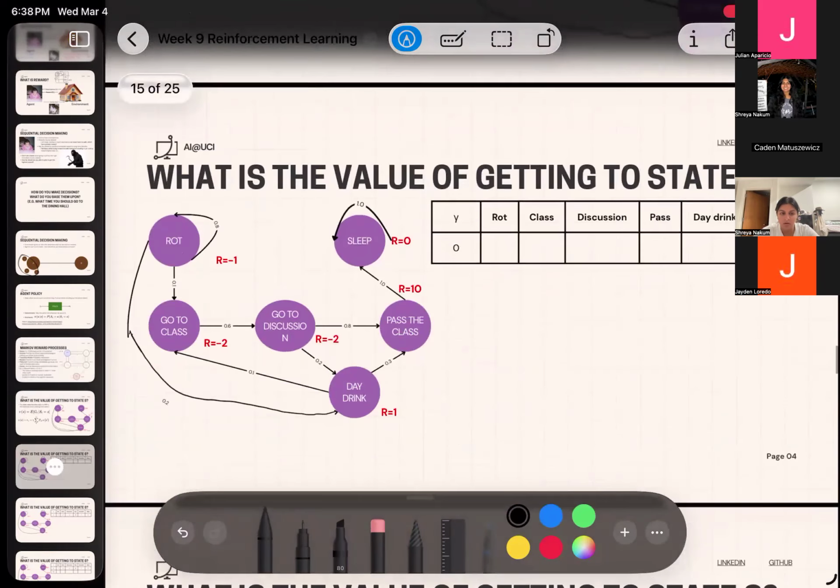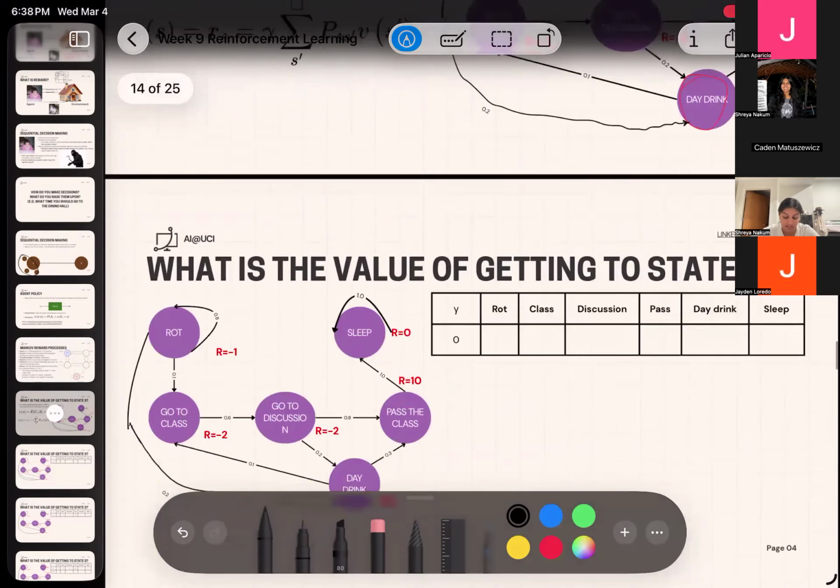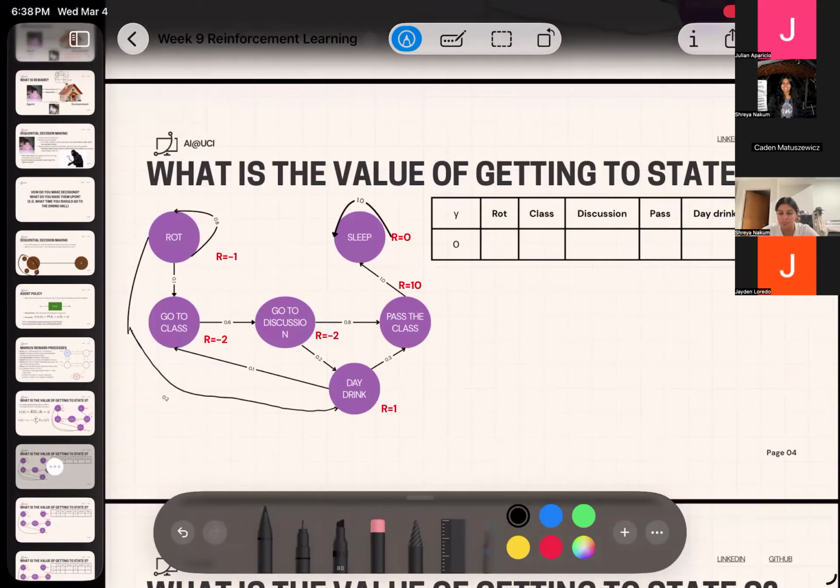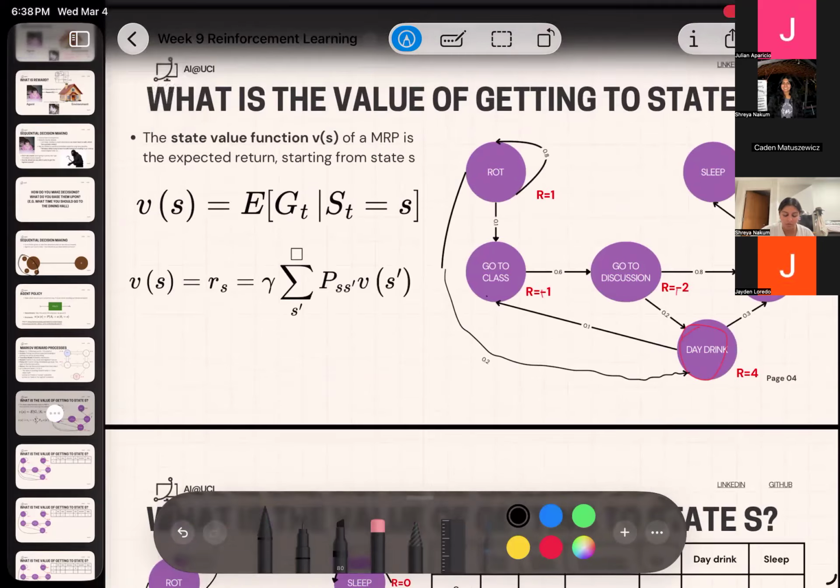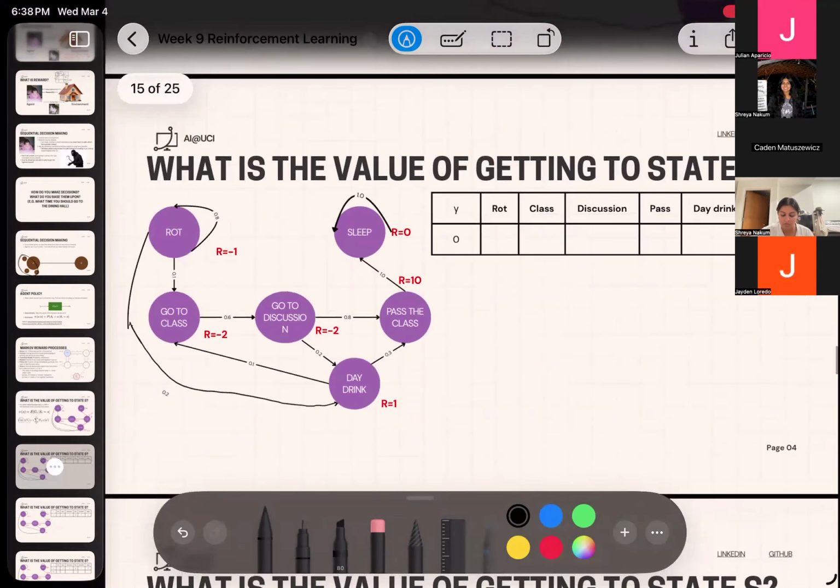If our discount value is 0, all we care about is getting an immediate reward. What we care about is, in one iteration of this state value equation, where can we get to? If that's all we care about and we're using this equation, our value at this state is just equal to our reward. So our value of rotting is just -1. For class, it's just -2. Discussion, -2. Passing is just 10. Day drinking is 1, and sleeping is 0.